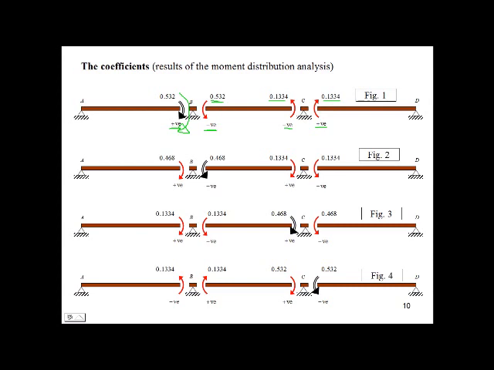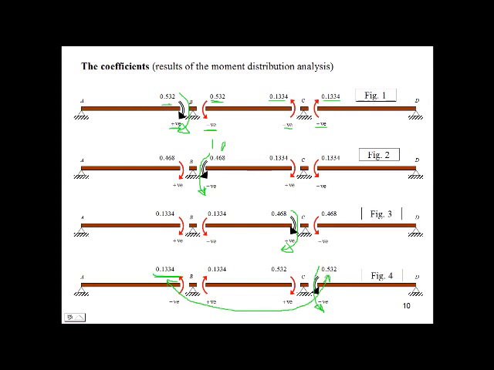Figure 2 represents a case in which a unit moment is applied at end BC. Figure 3 represents a case in which a unit moment is applied at end CB. And figure 4 represents a case in which a unit moment is applied at end CD. Note that the end moments shown in figures 2, 3, and 4 were constructed in a very similar manner to that used in figure 1. Please notice that the effect of the applied moment gets smaller as the distance between support B and the point of applied moment increases. What do we call this principle?